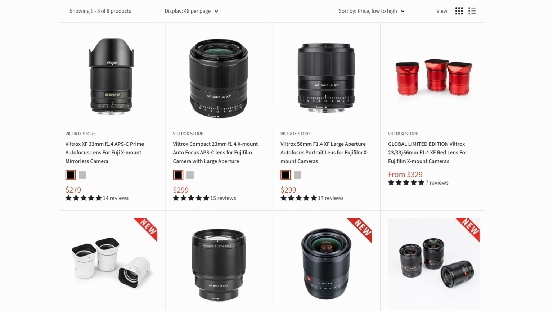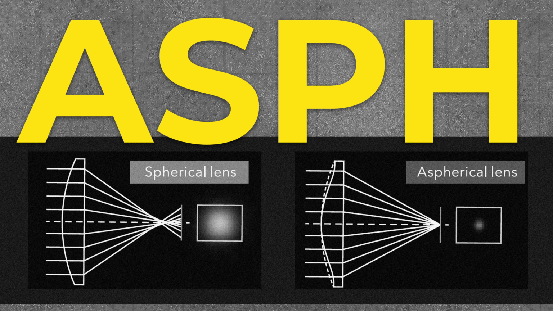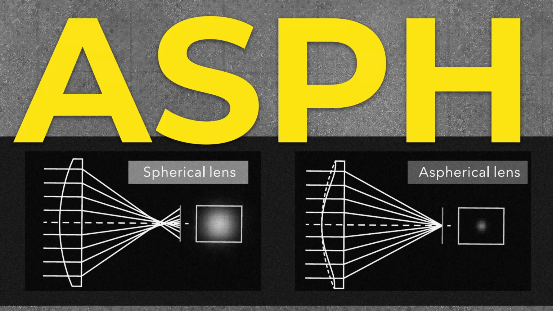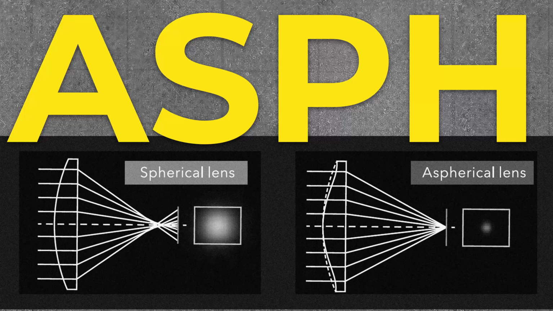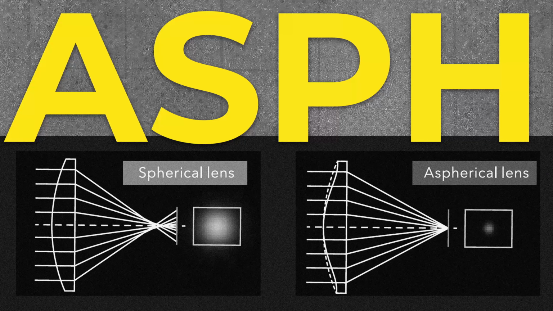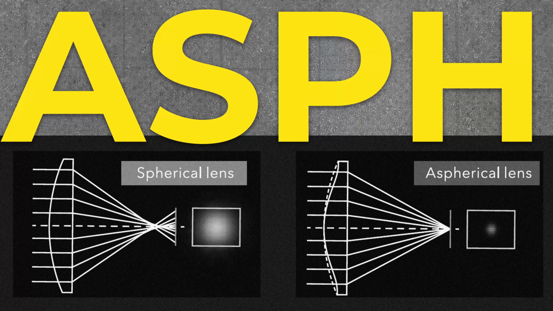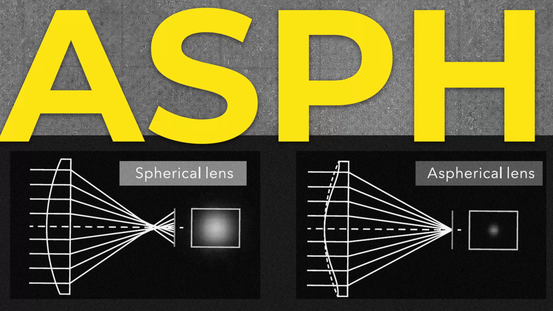If you're into Viltrox lenses, which are often more affordable than Fuji lenses, you might also see the following abbreviations. ASPH stands for aspheric lens. A single aspheric lens can often replace a much more complex multi-lens system, which also explains why ASPH lenses are often cheaper than their equivalent focal length peers.